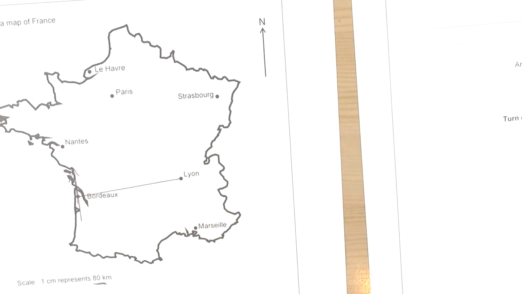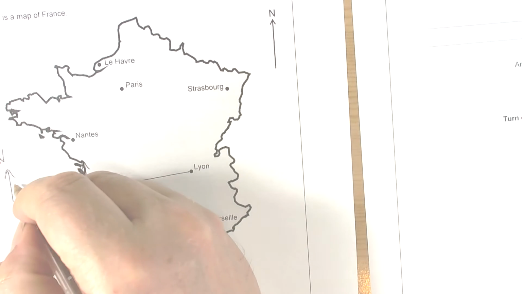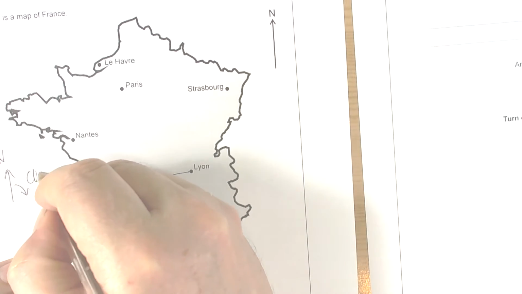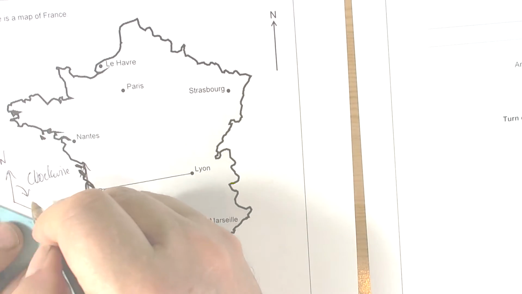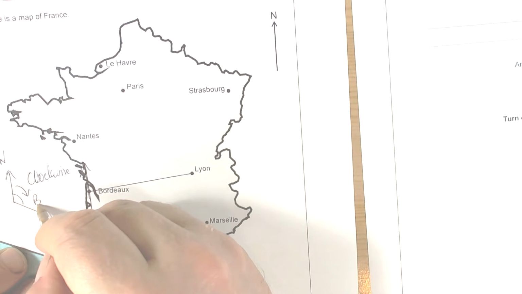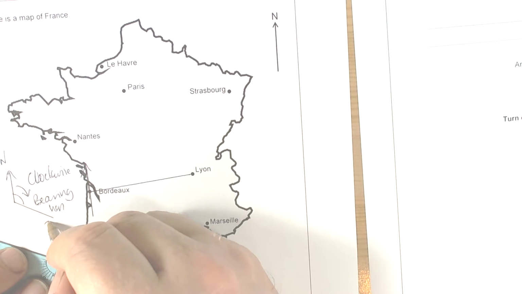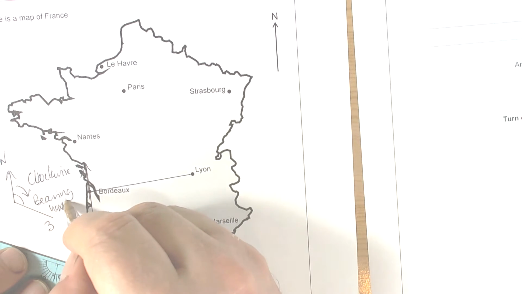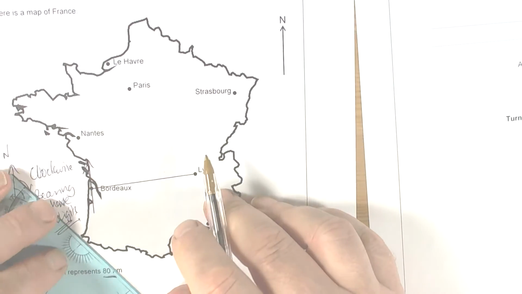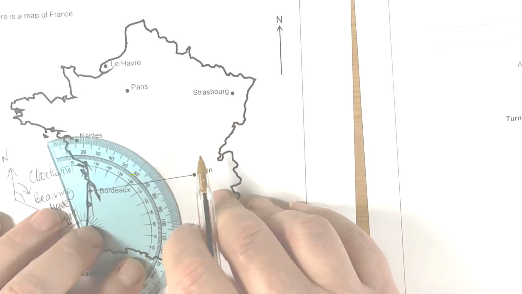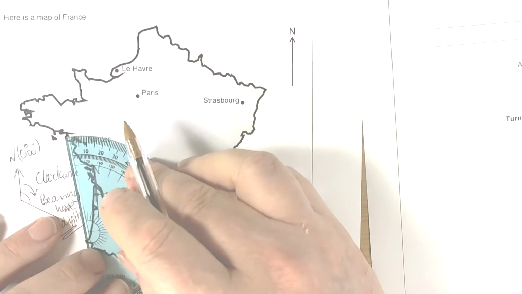So we get our protractor, and we should remember that bearings are all to do with measuring from north, turning clockwise, and whatever angle we turned, that is the bearing. And bearings must have 3 digits. So we measure this angle, and north is 000 degrees, 3 digits.